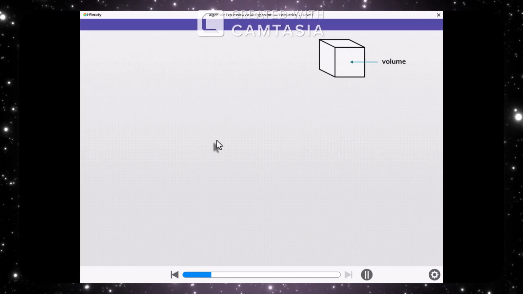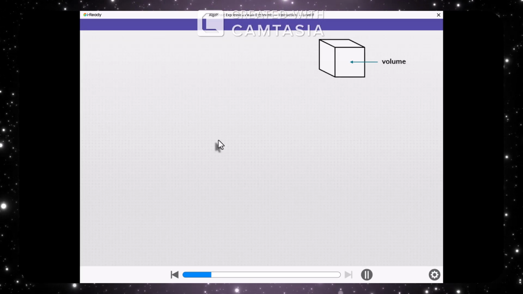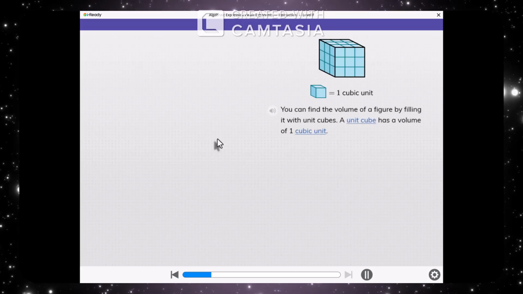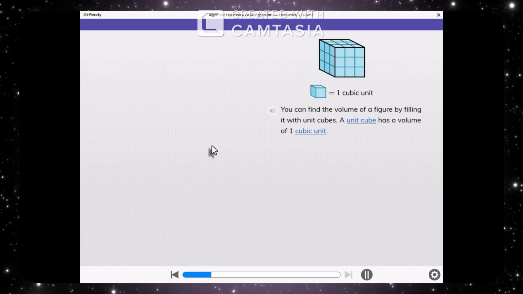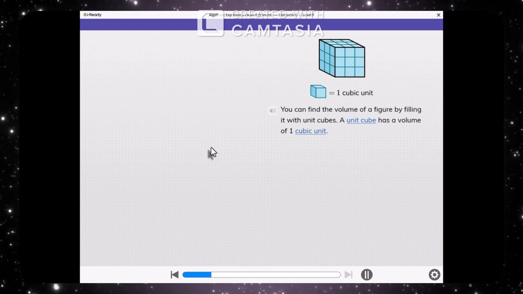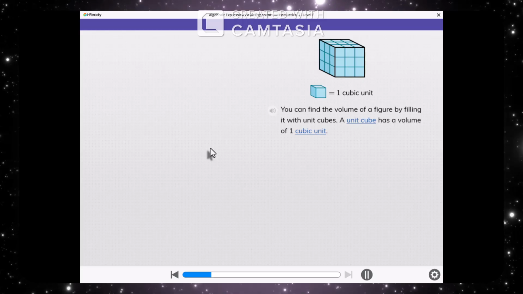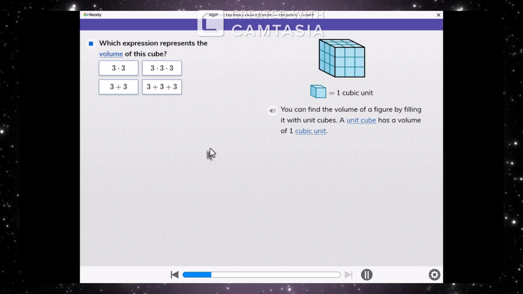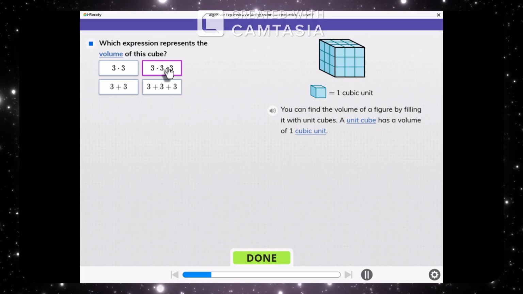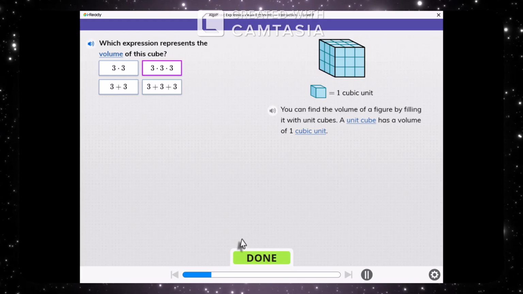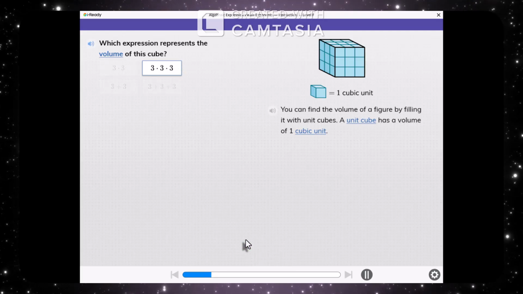Volume is the amount of space inside a three-dimensional figure. You can find the volume of a figure by filling it with unit cubes. A unit cube has a volume of 1 cubic unit. Another way to find the volume is by multiplying the length by the width by the height. Which expression represents the volume of this cube? It's basically 3 to the power of 3 for this one specifically.